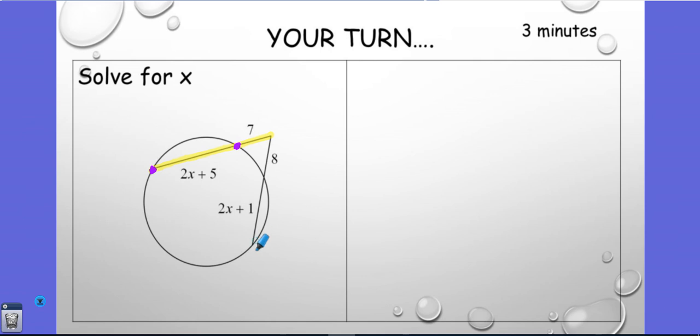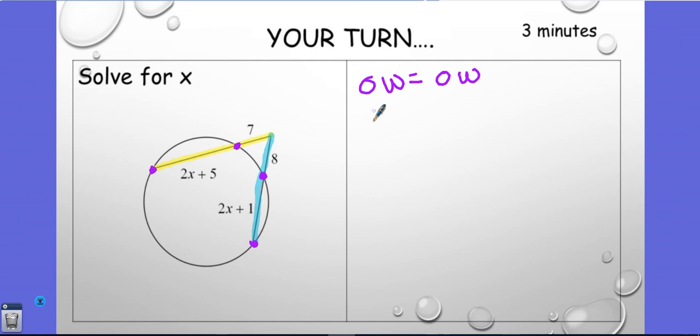And here, this segment also intersects the circle twice. It intersects the circumference right here and right here. So it is also called a secant. And there's a rule for a secant: outside times whole equals outside times whole. So, outside on both sides.